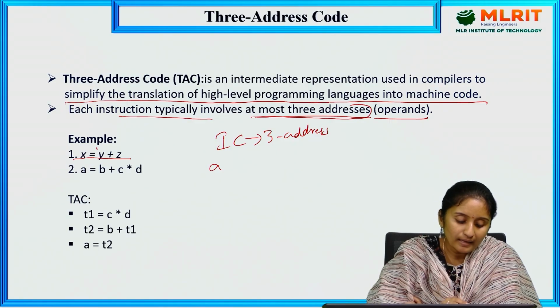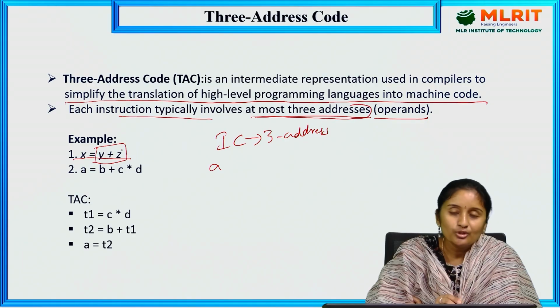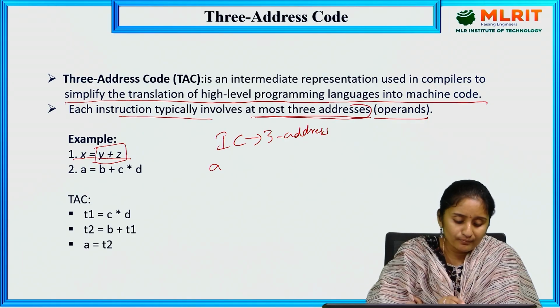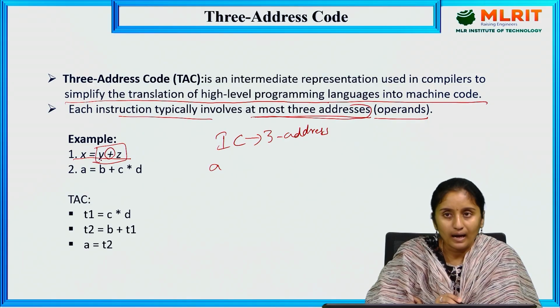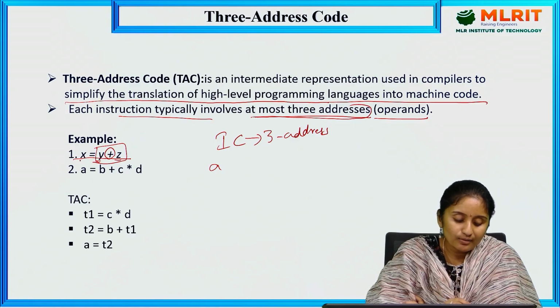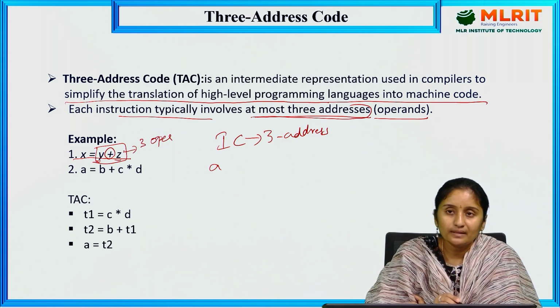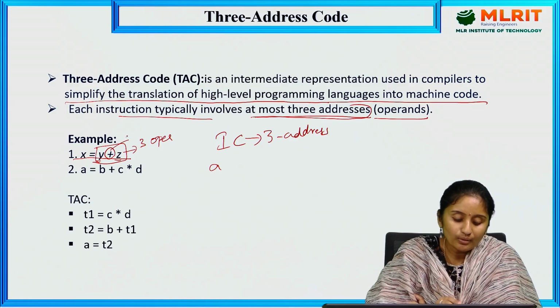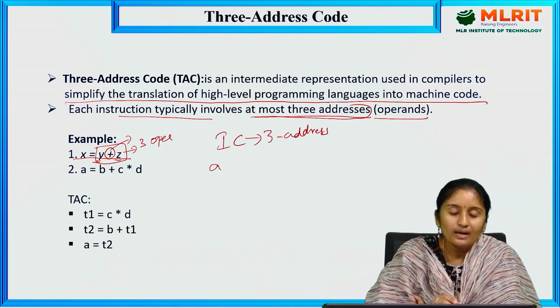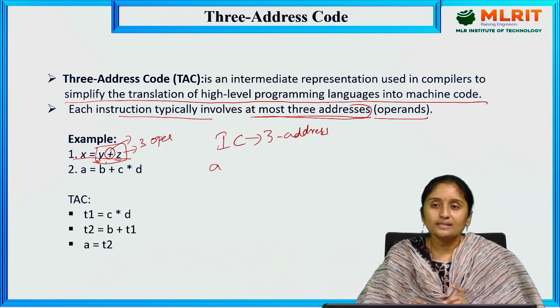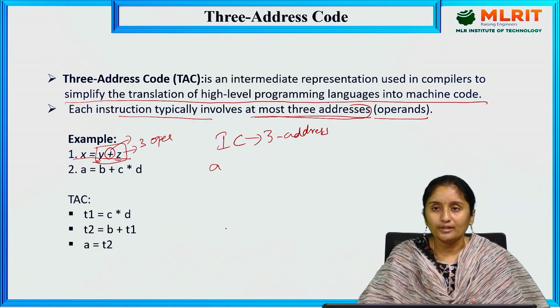See here in the RHS part, we are having only 2 operands and 1 operator. Y and z are the operands and plus is nothing but the operator. And here x equal to. So in total how many operands am I having? 3 operands, x, y and z, and I am having only 1 operator, that is nothing but the addition operator. In the RHS side, we should have only 1 operator.